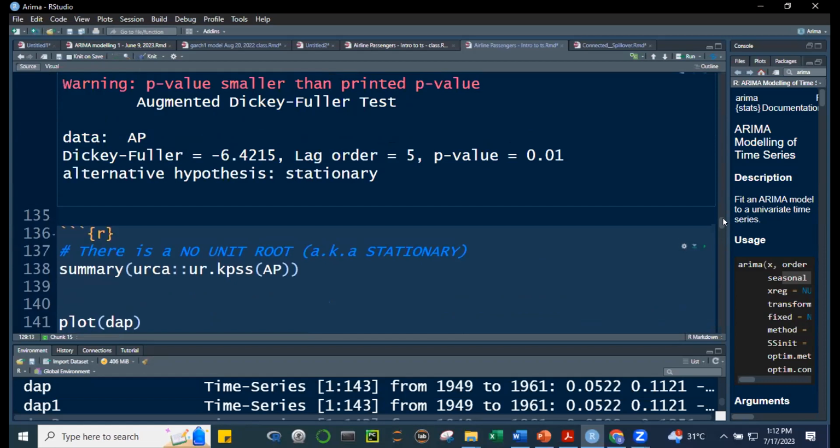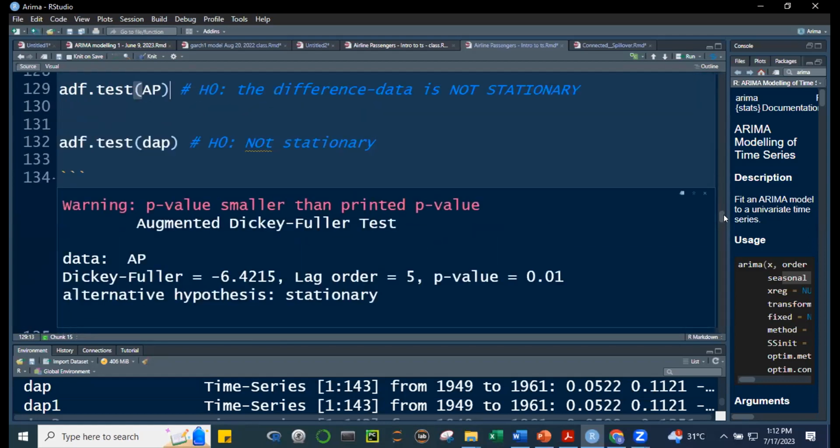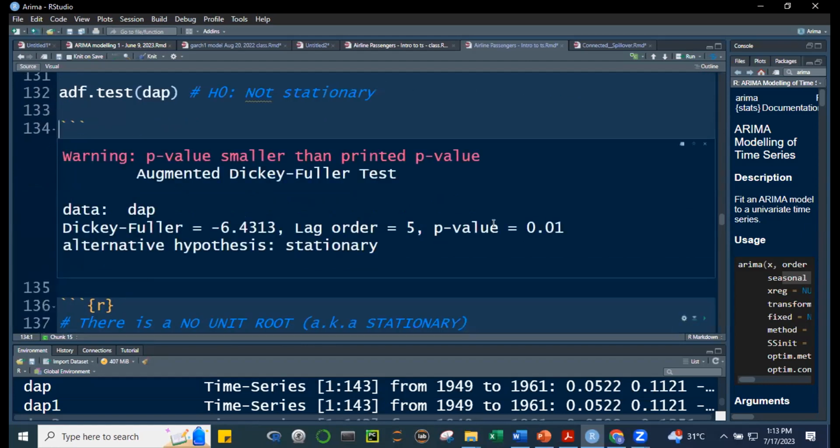Buti lang may iba pang mga test, no? So you can use the ADF test in consonance with the other tests. If we use the ADF test dito sa difference ng AP, what do we get? We get the correct answer. Okay, this is the difference airline passengers, and we know that this is stationary. The null hypothesis is that the data is not stationary, okay, and then the p-value is 0.01, so we reject this.